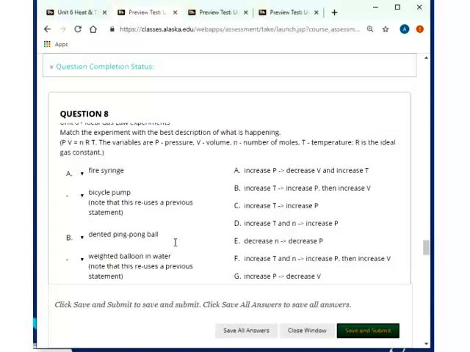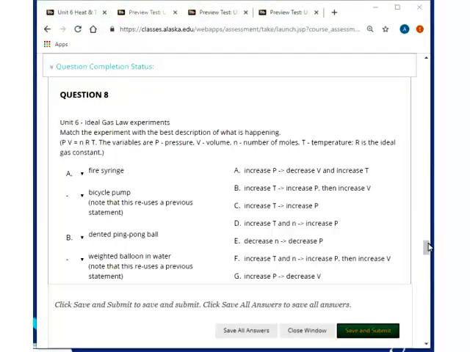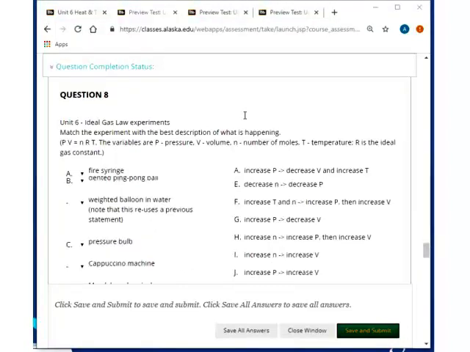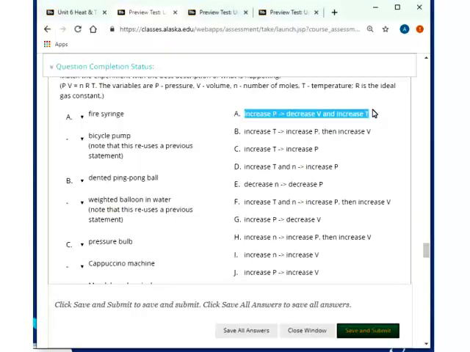Okay, then this is actually the same video, but there's a bunch of gas law experiments here, and that's why these matching statements look a little cryptic. So a fire syringe, when you look at that experiment, you will see that you have that piston that is just hammered into a tube, and there is a little piece of cotton in there, and it catches fire.